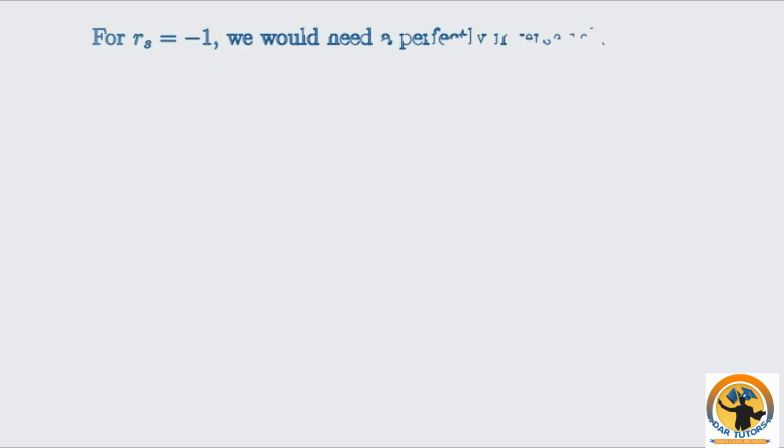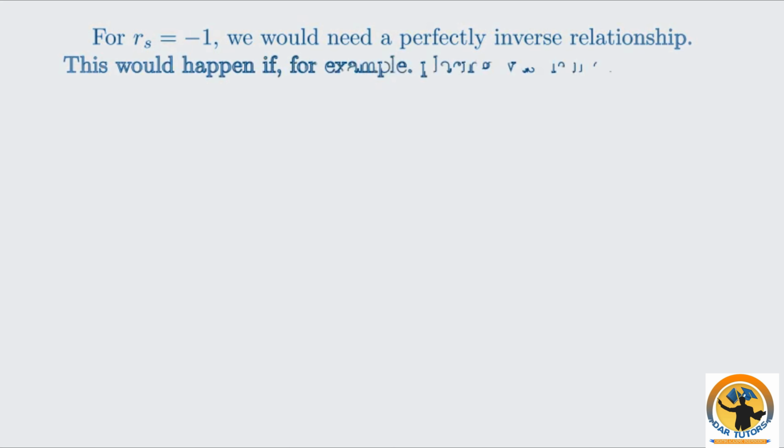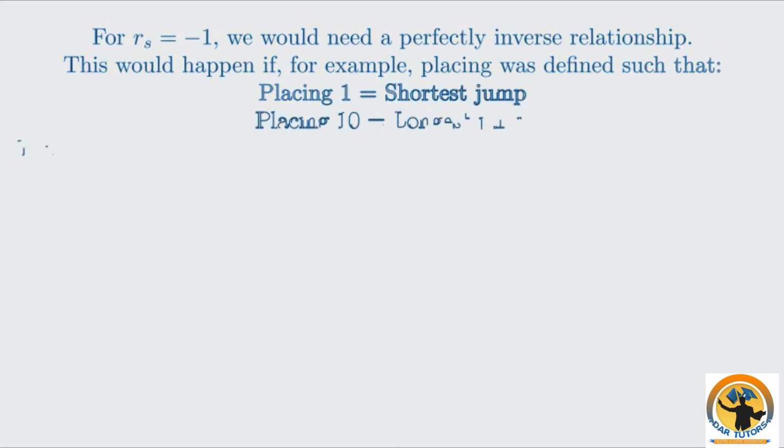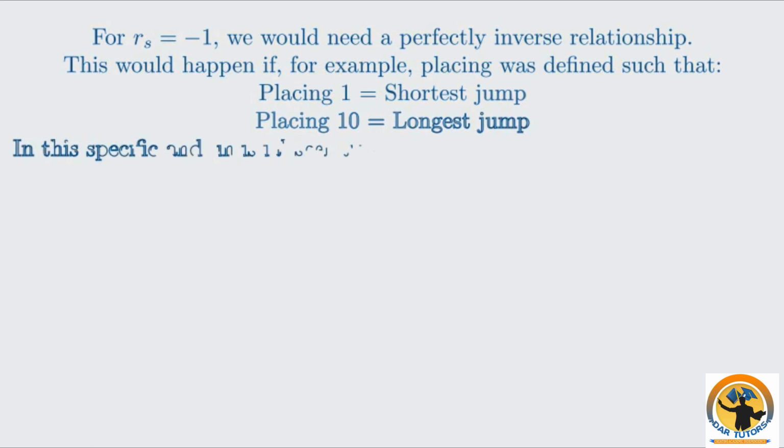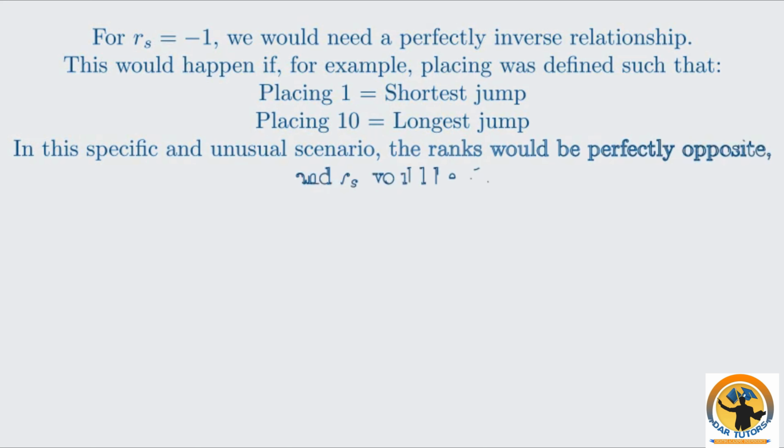For an RS of -1, we would need a perfectly inverse relationship. This would happen if, for example, placing was defined such that first place was for the shortest jump, and 10th place was for the longest jump. In that very specific and unusual scenario, the ranks would be perfectly opposite, and RS would be -1.